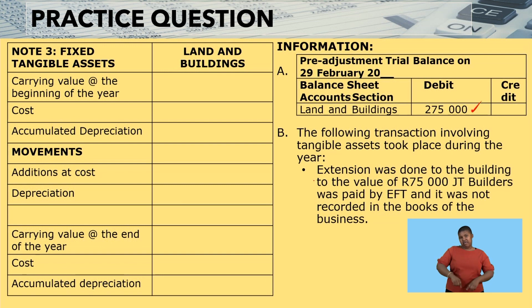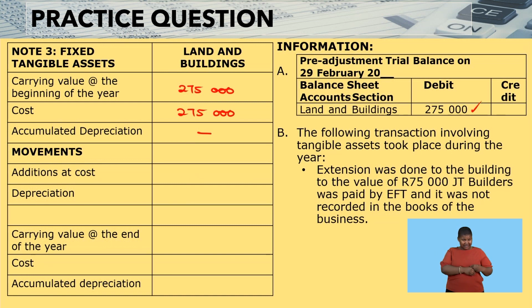So we would then come here, then we say the cost at the beginning of our land and buildings is 275,000 here, 275,000. We don't have accumulated depreciation on our land and buildings. Therefore, our carrying value will be 275,000. We come now to our movements.